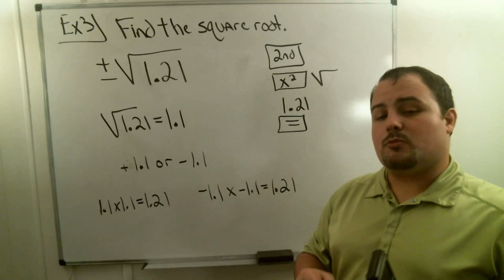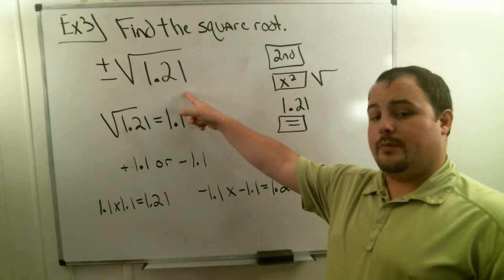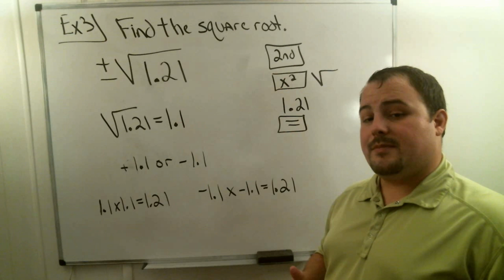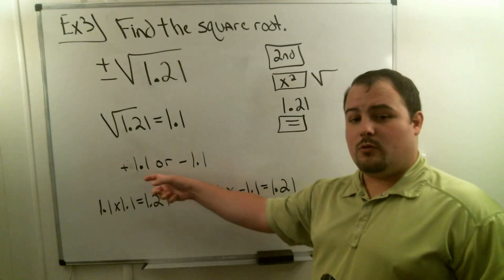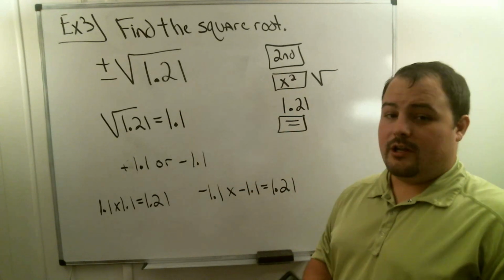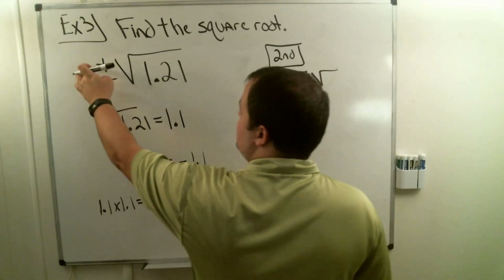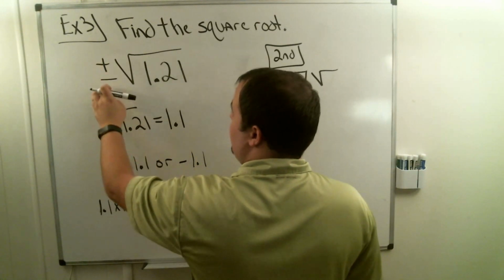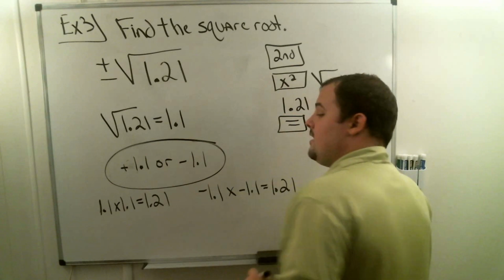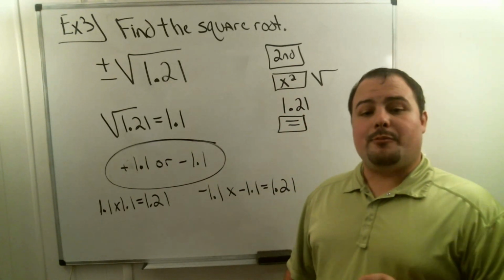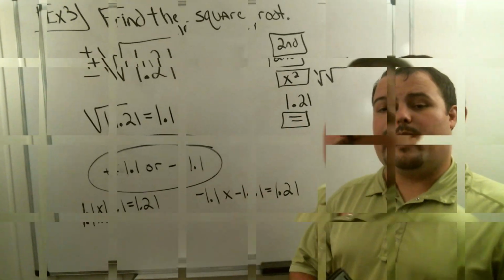Again, a square root is when you find the exact same number that multiplies by itself to make one number. Well, the two exact same numbers that multiply to make 1.21 are a positive 1.1 or a negative 1.1. I know I need both the positive and negative answer because this sign says they want the positive answer as well as the negative answer. So in this case, our answer is a positive 1.1 or a negative 1.1. Those are our square roots of 1.21.